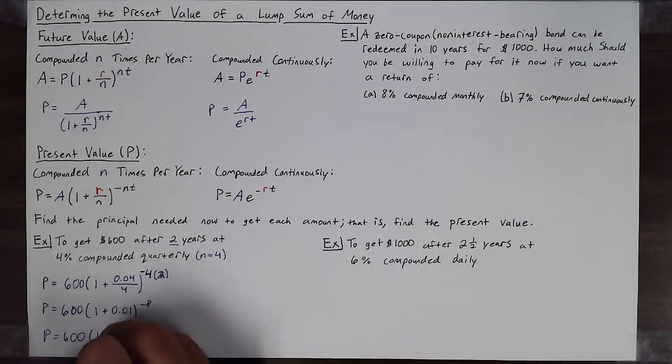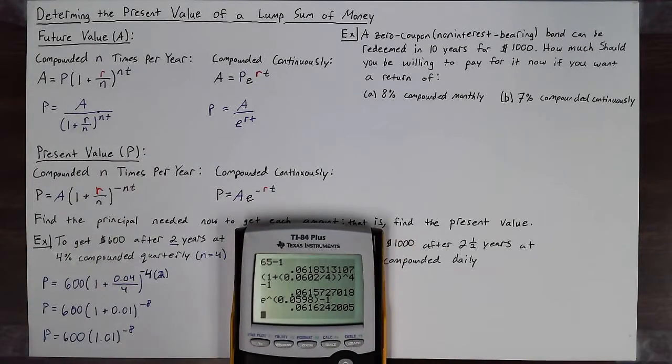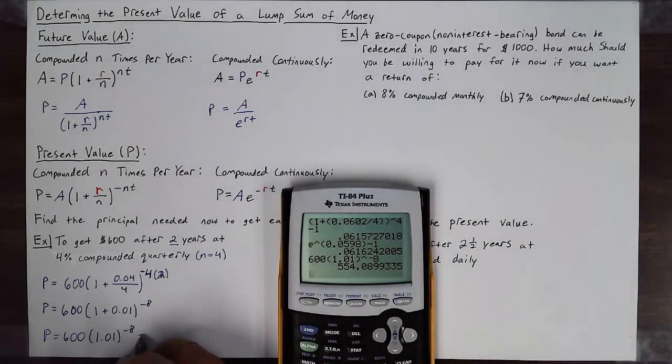So 600 times 1.01 to the negative 8, which when I plug it in will give me $554.09. So you need to start there in order to end up at $600.